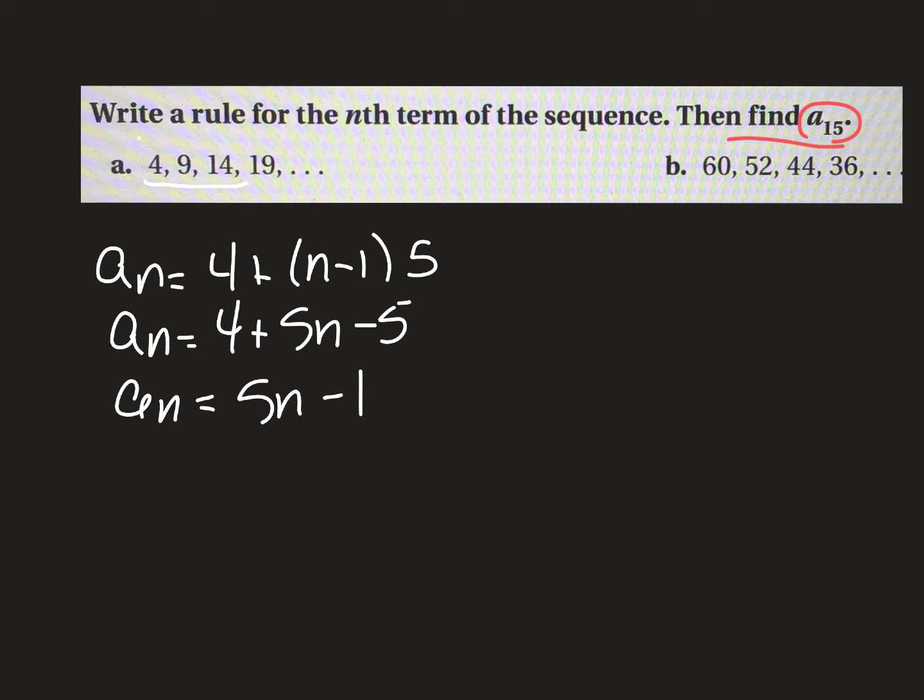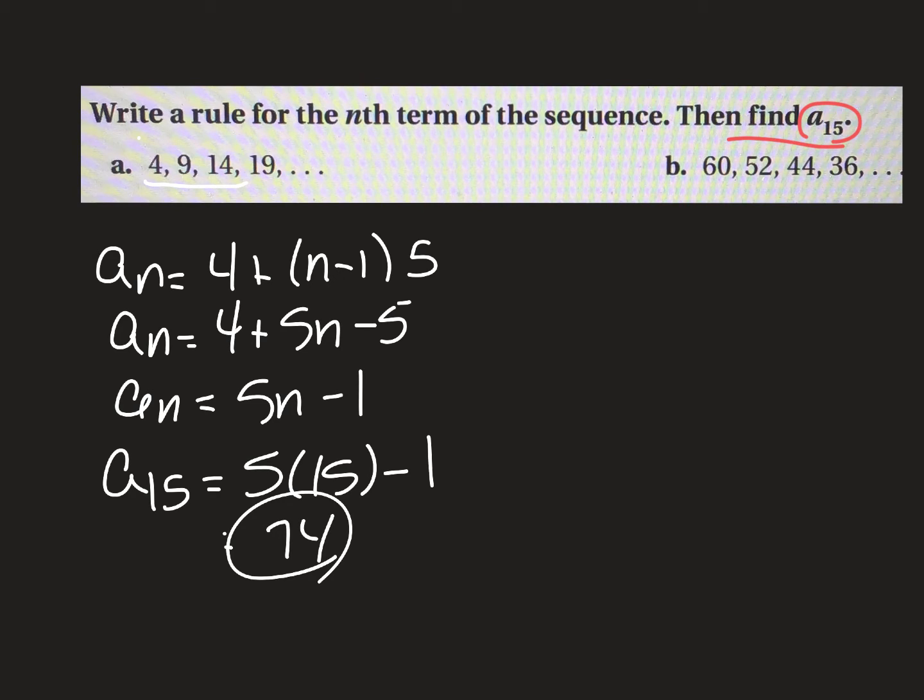Then it says find the 15th term. So for the 15th term, we're just going to plug in 15 for n. Everybody knows 5 times 15 is 75, minus 1, 74. So 74 would be the 15th term of the sequence that we started with.